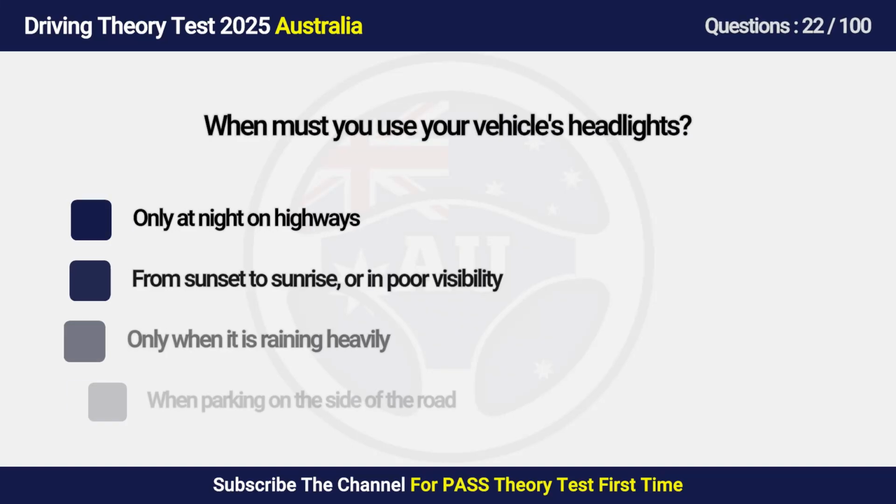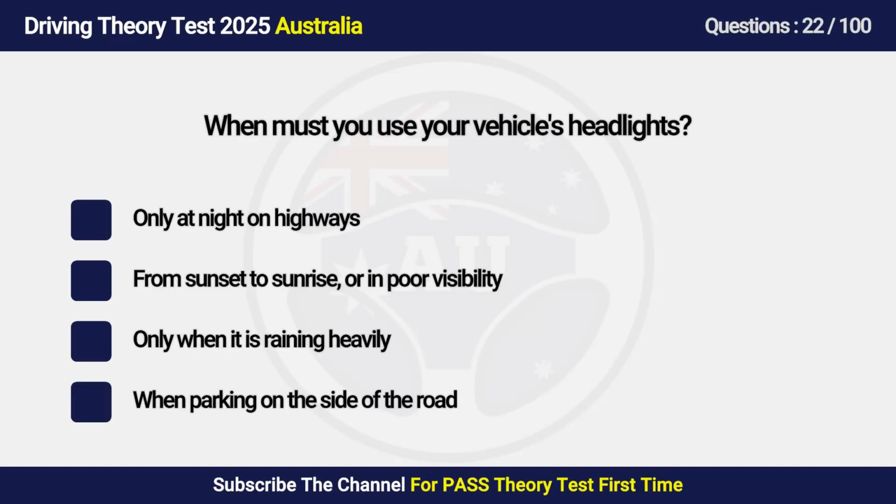Question 22. When must you use your vehicle's headlights? A. Only at night on highways. B. From sunset to sunrise or in poor visibility. C. Only when it is raining heavily. D. When parking on the side of the road.